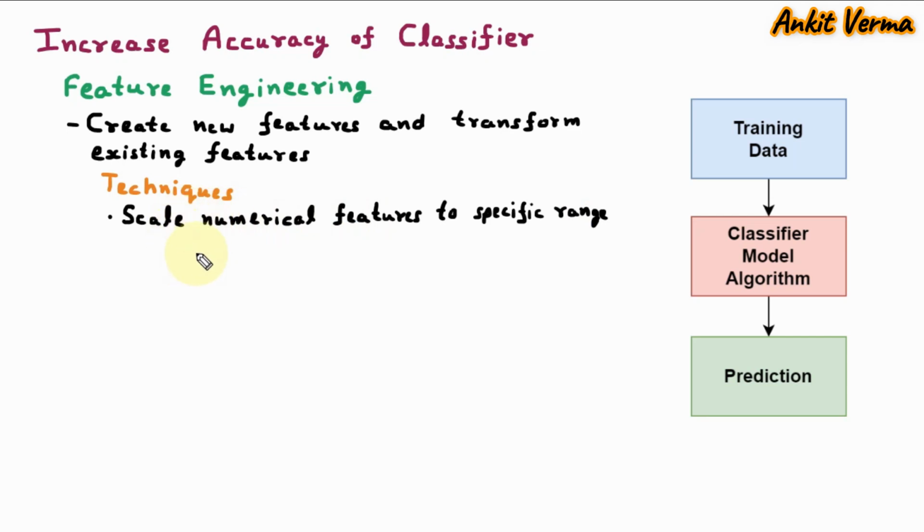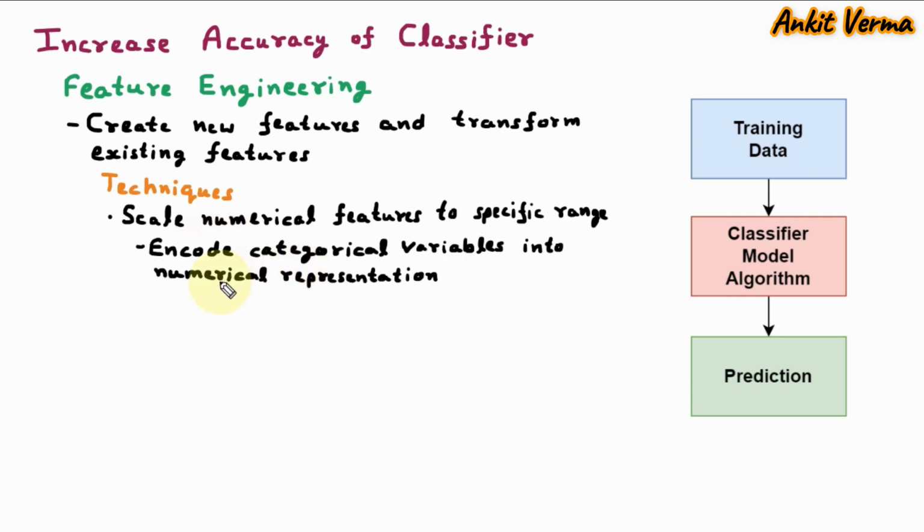Here, we can encode the categorical variable into numerical representation. Numerical representations are easy to understand and work with. So the variables which work with category, they are encoded into the numerical representation. There are some examples of such encoding. The first is one hot encoding and second is label encoding.